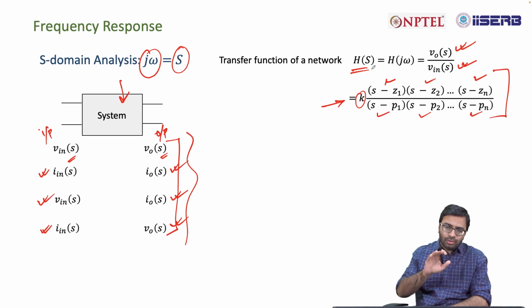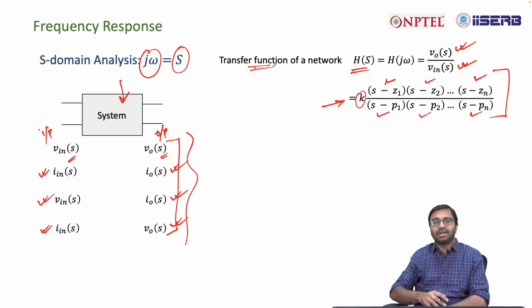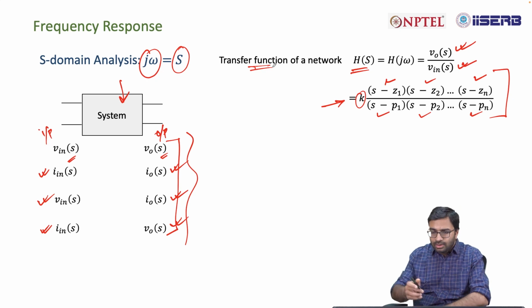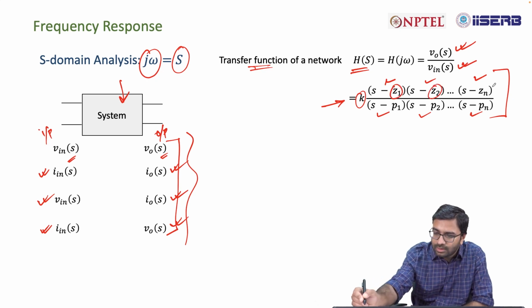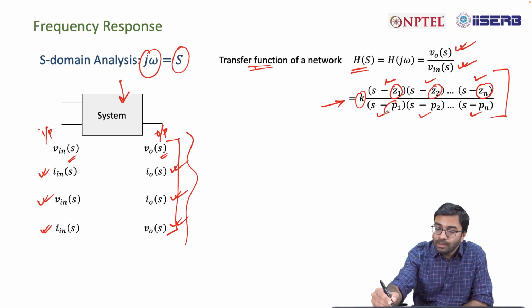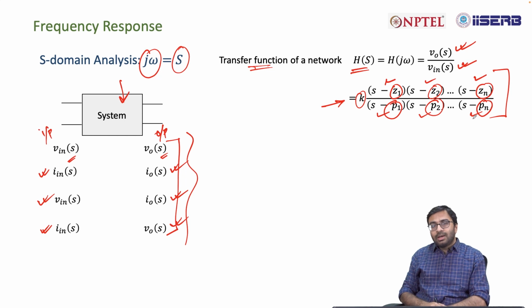However, we will also take the help of transfer function in our circuit case. It's not very specific to circuits. You will find transfer functions of different other systems as well. However, in this case, we will take help of the transfer function in order to define our systems. So here Z1, Z2, Zn are known as zeros, and P1, P2 till Pn are known as poles. That is how we define it.